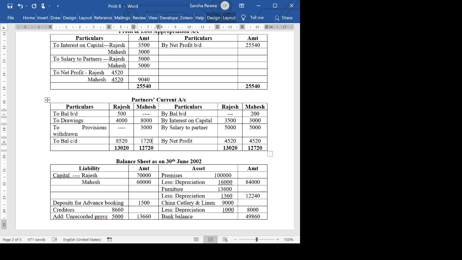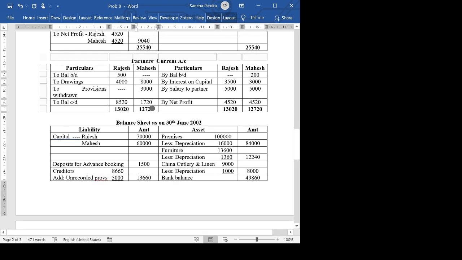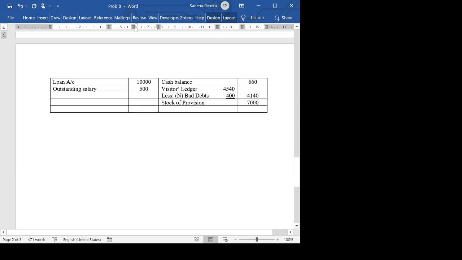Now, one thing I forgot to mention in the last problems, when it comes to current accounts, sometimes one partner may even have a balance carried down this side. That means their debits are more than the credits. They've withdrawn more from the business than they've actually earned. If Mahesh had a balancing figure this way, it will be shown on the asset side as Mahesh's current account.